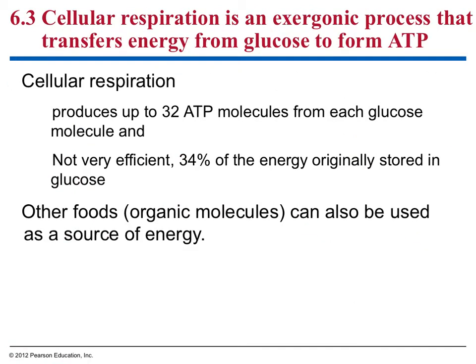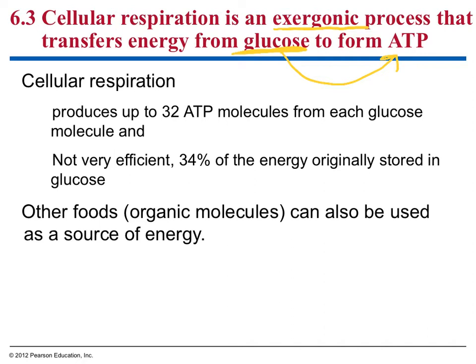Okay, so let's look at some details here. Cellular respiration, as you remember from last week, is an exergonic process. Exergonic means there's energy released. And that energy that is released is when we break down glucose, so the potential energy in glucose is transferred to a molecule of ATP. Cells can't use glucose directly, but they can use ATP.